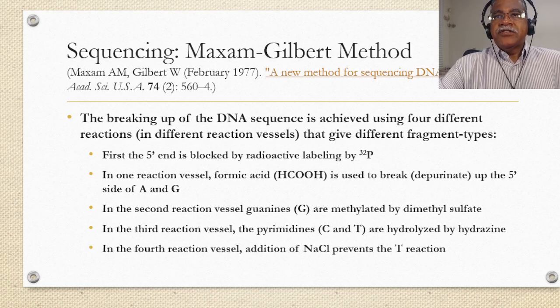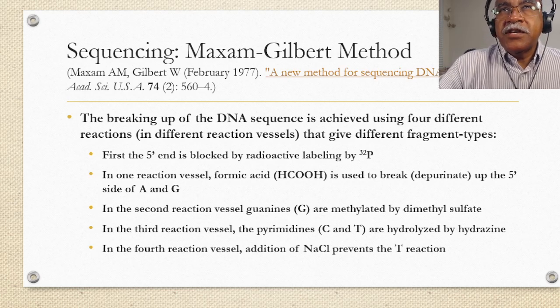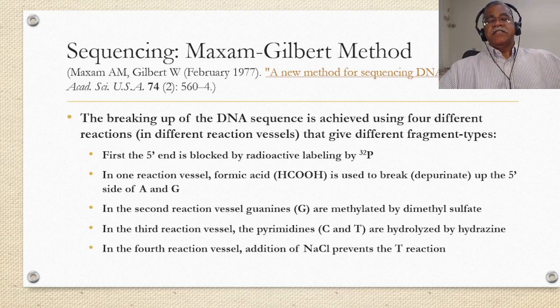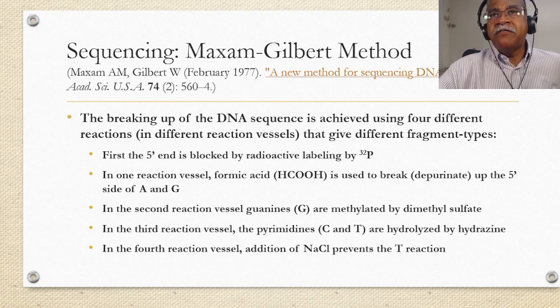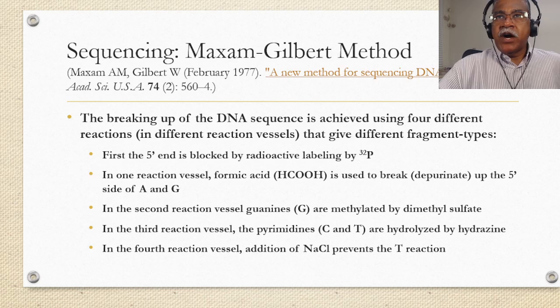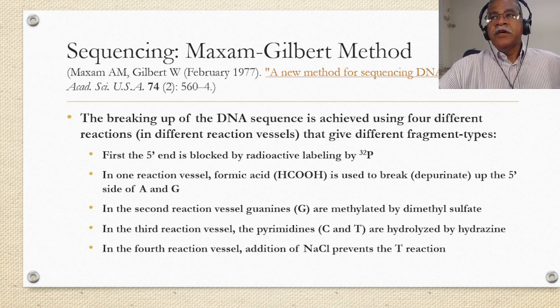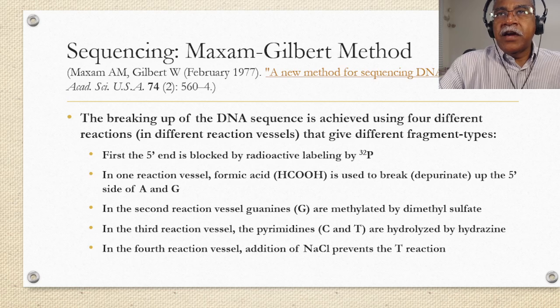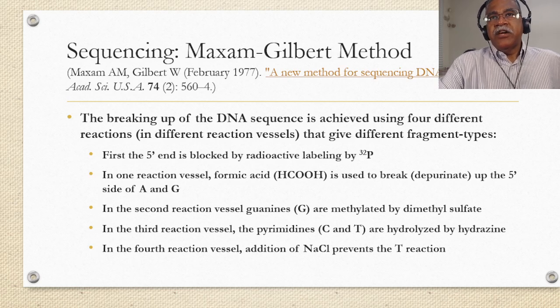Okay, all right, so the first step is you block the 5' end by P32, which is radioactively labeled because the abundant isotope of phosphorus is P31. So you give it an extra neutron, and you now have an isotope which is radioactive. Why radioactive? Because it's unstable, inherently unstable.